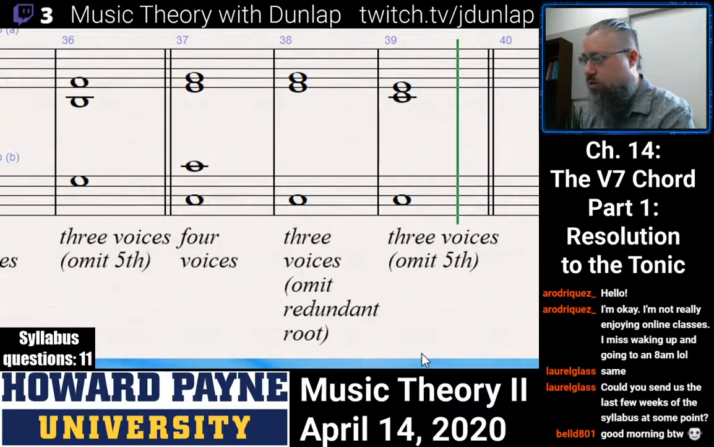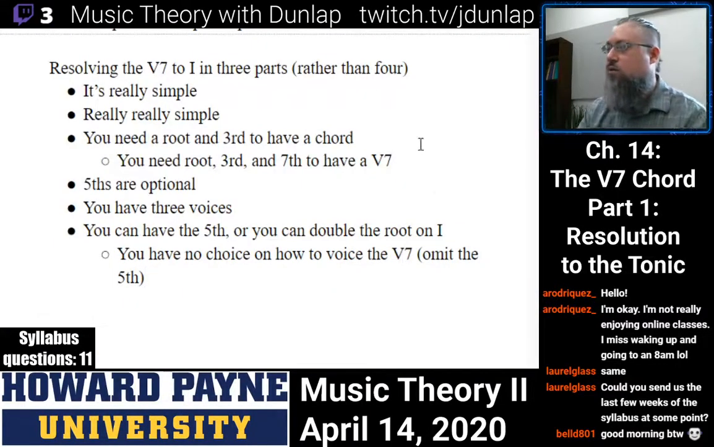So, that is what we've got here. 3 parts rather than 4. It's really simple, really simple. You need a root and a third to have a chord. You need root, third, and seventh to have a seventh chord. Or the 5/7 for this semester. Fifths are optional. You have 3 voices. You can have the fifth or you can double the root on one. You have no choice on how to voice the 5/7. Omit the fifth or die, I suppose. I guess that's also a choice. So that is what we've got for this part of the lecture.